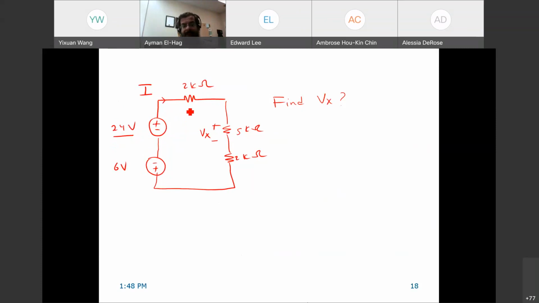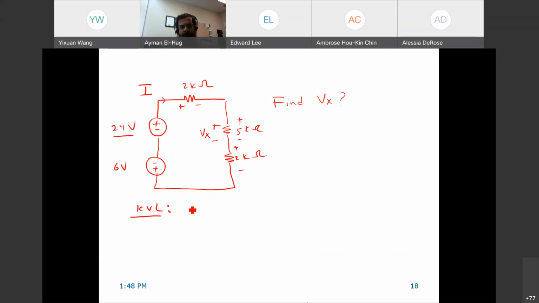Now assign the polarity. Forget about Vx completely, as if it doesn't exist. So plus, minus, current direction, plus, minus. I'm not referring to Vx anymore, okay? Plus, minus, and that's it. So apply KVL.